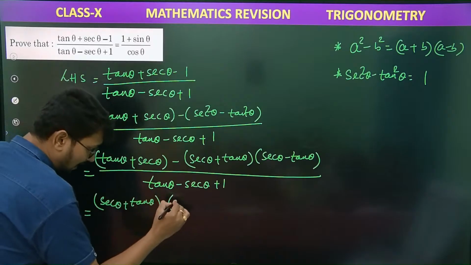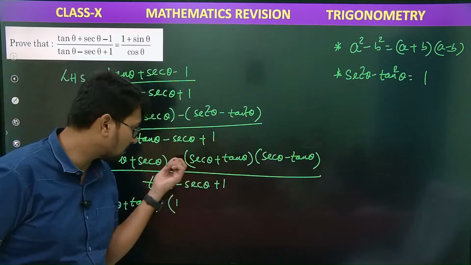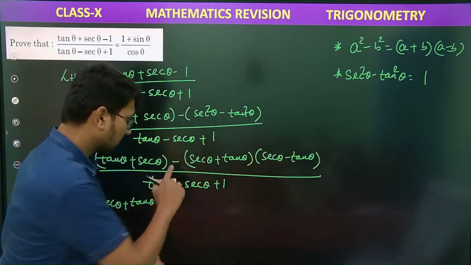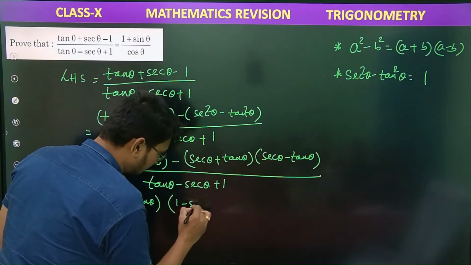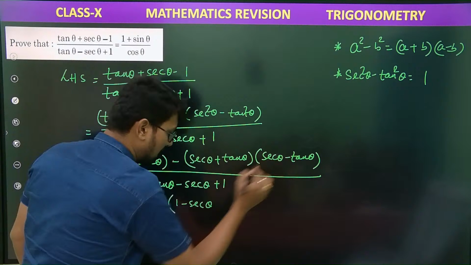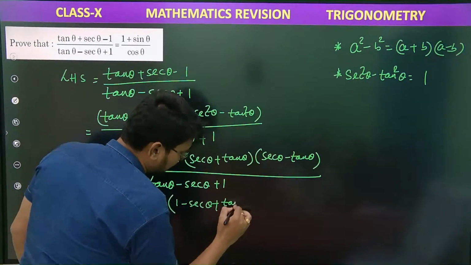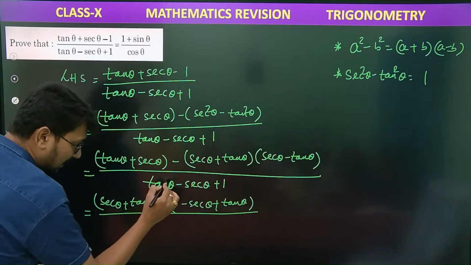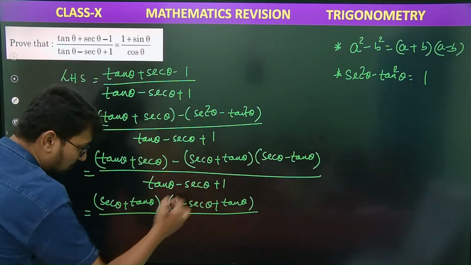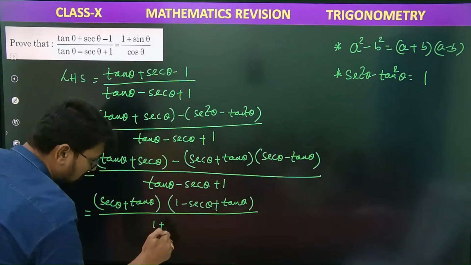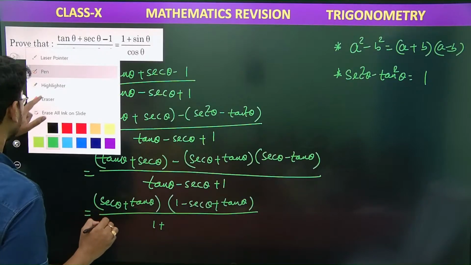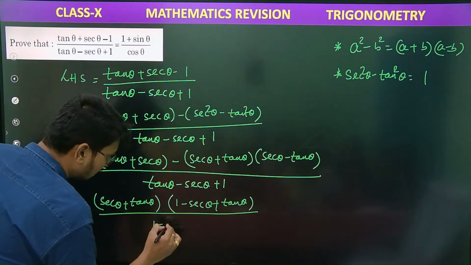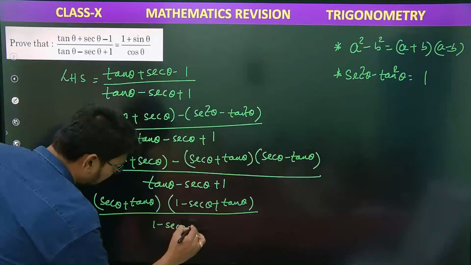From the first term, 1 is left. From the second term, minus sec theta minus tan theta. The bracket is there, so minus you have to take from sec theta, minus minus gives plus tan theta. Okay. Whole divided by tan theta minus sec theta plus 1. Is it possible to write 1 minus, 1 minus sec theta plus tan theta.